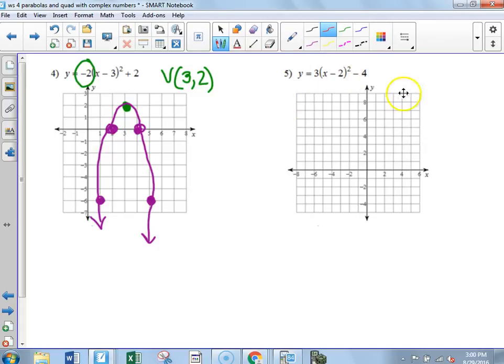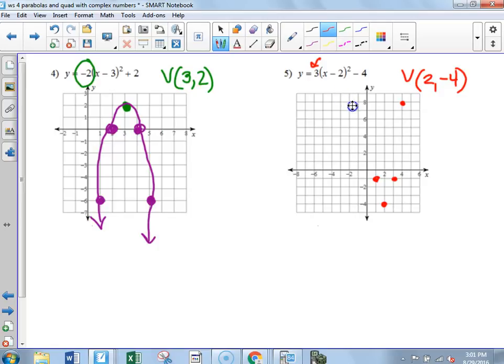Okay, what's going on over here? So, out 1, up. Yep, it has a 3 out here, so we're going to go out 1, up 3. 1, 2, 3. And if we go out 2, we'd normally square it and get 4, and then we're going to multiply by 3, which is 12. So from the vertex, I think it's all the way up here at 8, isn't it?